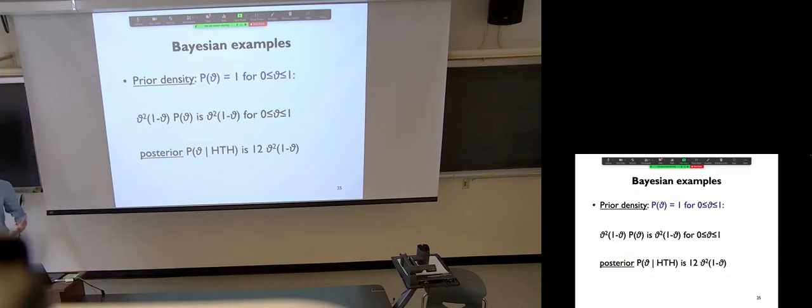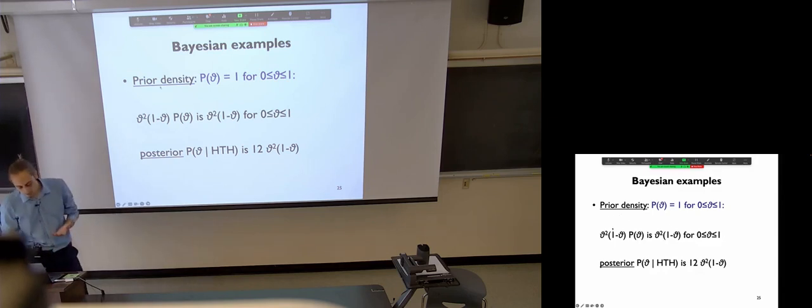Another example, we can assume a continuous density. We don't have to assume a discrete one. So far we assumed, for example, that theta could take three values, a discrete distribution. But now we can assume, for example, a uniform one. If you assume the prior density is uniformly 1 for theta between 0 and 1, then we can still compute this as well. So now we have a different prior density, which is continuous.